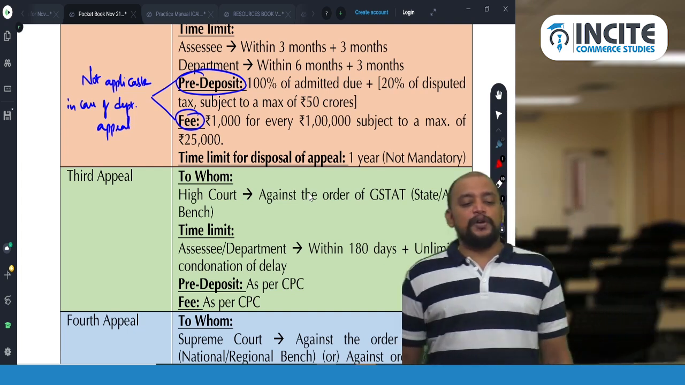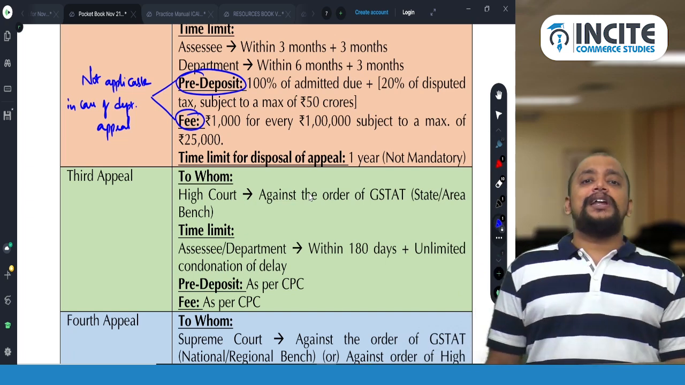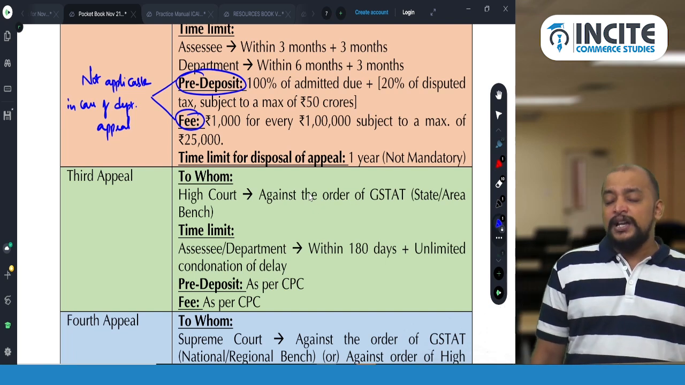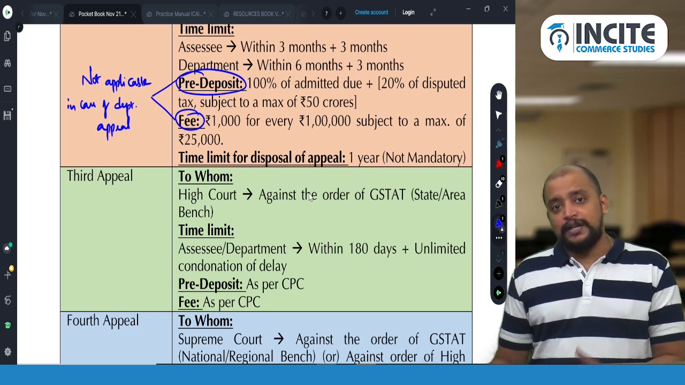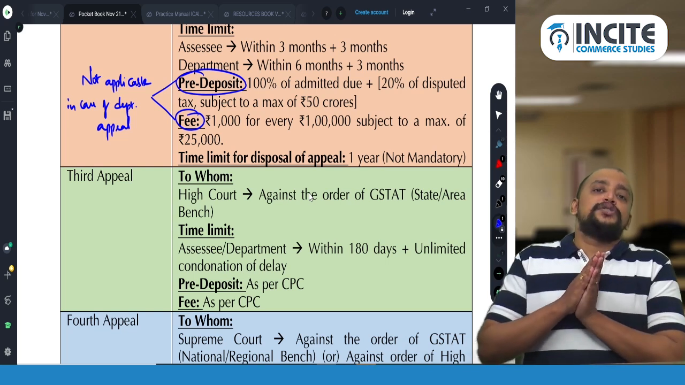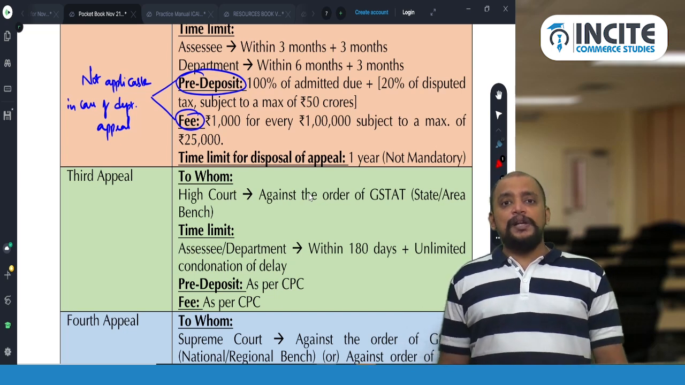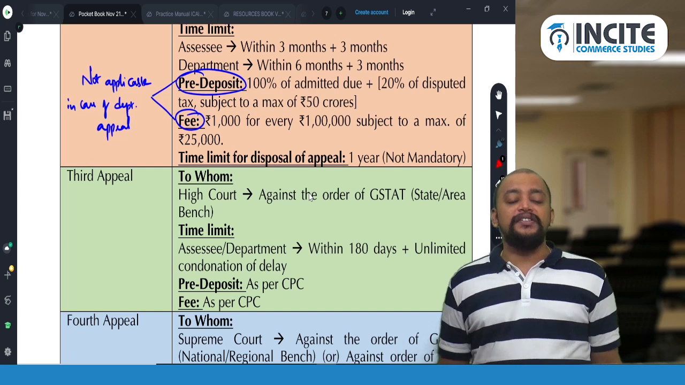So what is the appeal fee? 1000 rupees for every 1 lakh, subject to a maximum of 25,000 rupees. So what is the disputed amount? The disputed amount of tax you take, or if only penalty is in dispute, that penalty that is in the order. So you are going for appeal. What is in dispute, with respect to that, the fee will be 1000 rupees for every 1 lakh or part thereof, and the maximum appeal fee will be 25,000.